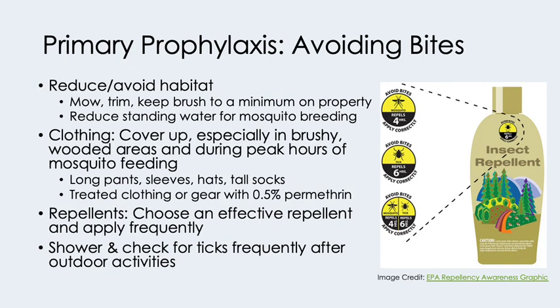All of this to say that the 0.5% permethrin is a really effective insecticide and works well to repel ticks, mosquitoes, and other biting arthropods. So it's a good thing to think about, discuss with your patients, and to think about the various options that they can use. Repellents, of course, and we'll get into a little bit more detail, making sure that they're choosing an effective repellent and applying at an appropriate frequency.